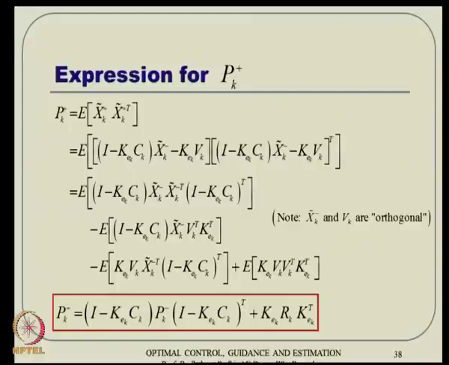Then ultimately it turns out that this Vk xk tilde term and things like that are not there, so that will go to 0. We will end up with this quantity, which is a similar quantity, and that is nothing but Pk minus. So, this term will be retained, this will go to 0, this will go to 0, and this term will be retained in the form of this. So, we got an expression for the error covariance matrix update.